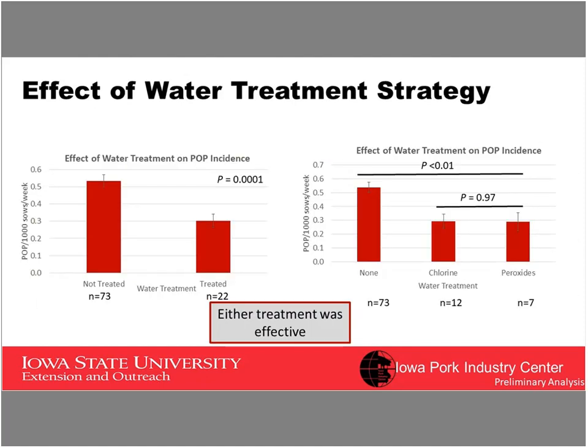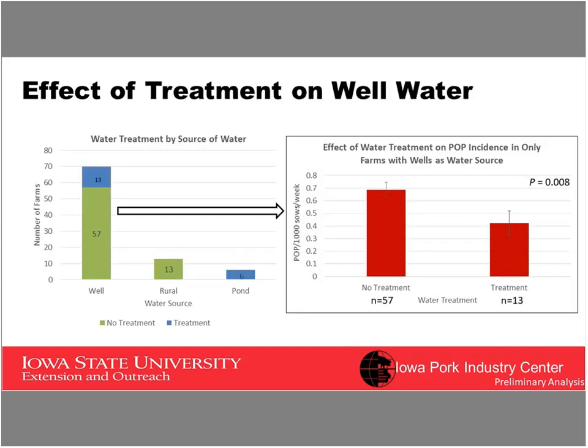This is just another way of looking at that data, in a similar manner: overall treated versus not treated, and then breaking it down between those using chlorine as a water treatment or peroxide, which seem to be equally effective with respect to having a lower POP rate compared to farms that were not using a water treatment strategy. And then this breaks it down by only looking at those that were using well water. So this is the effect of water treatment with well water as the source, whether it was treated or not, on the bar chart on the right. So I think that's interesting.